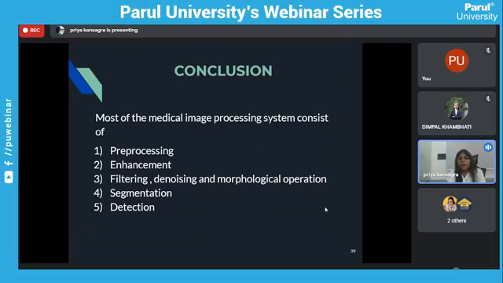And at the end, I would like to conclude that in this entire session, the main and most important part is that a medical image processing system consists of these things: preprocessing, enlargement, enhancement, filtering, denoising, morphological operation, segmentation, and detection. As I mentioned, preprocessing is one of the most important features of an image processing system, as it gives us a black and white image to enhance in a proper way with proper segments.